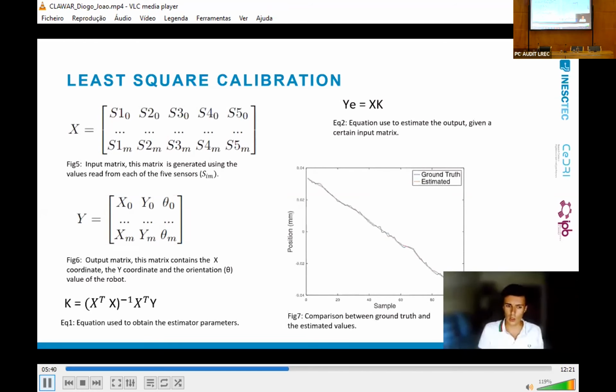As you can see here is the first example where, after we calibrated and obtained the parameters for the estimator, we did another test with a different movement from the robot, and as you can see, the estimator was able to accurately estimate the distance from the robot center to the center of the line.